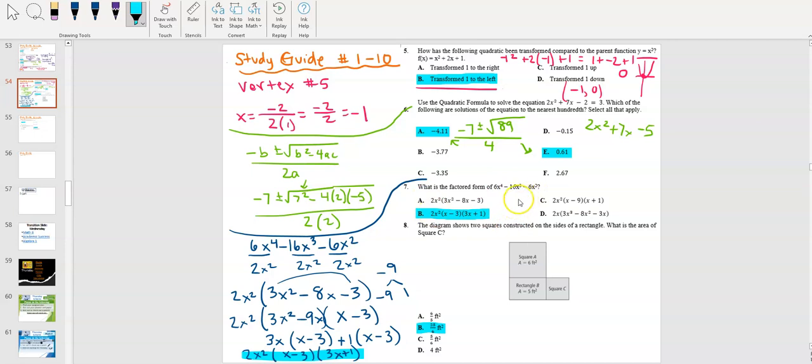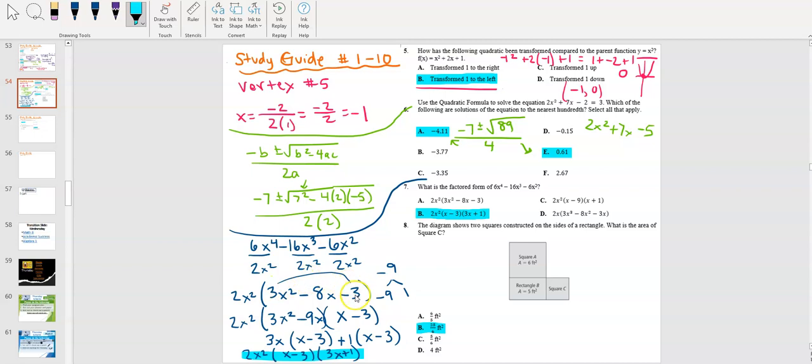But if you're struggling with that, most of your questions on your final will be multiple choice. Use that to your advantage. It's probably 2x squared or it's just 2x. So if I look, they all have 2x squared as factors. So I factored that out first, and then I got the 3x squared minus 8x minus 3.